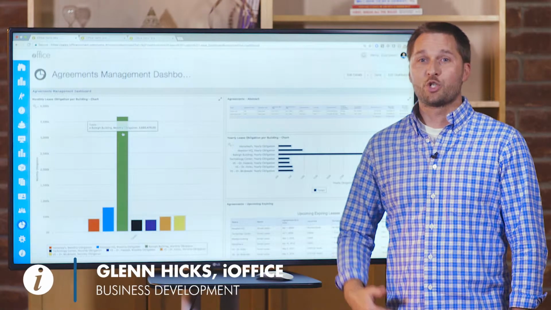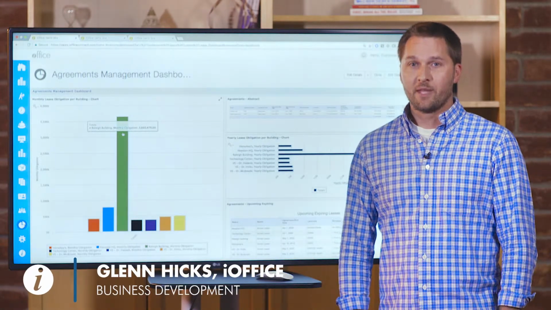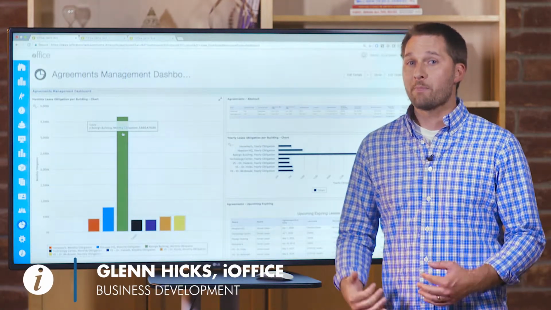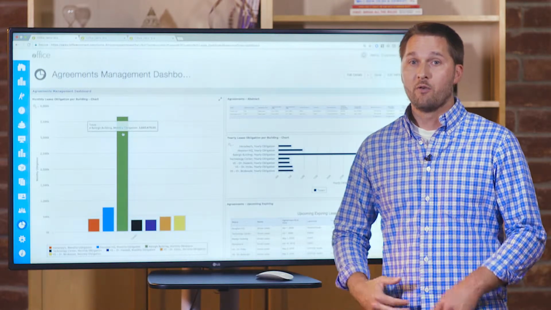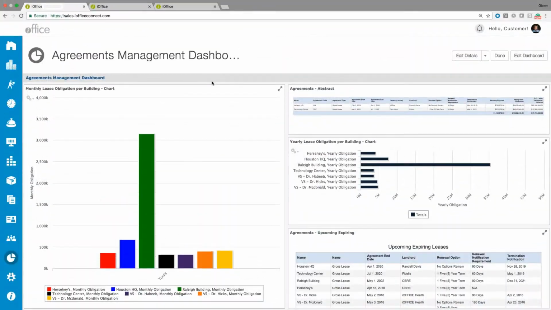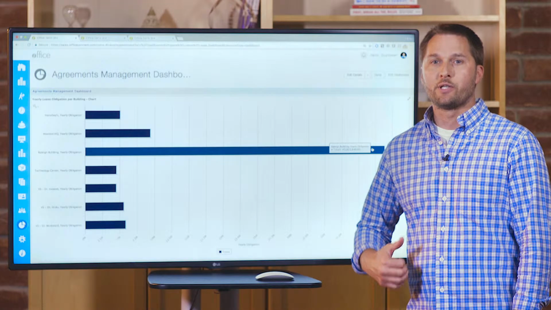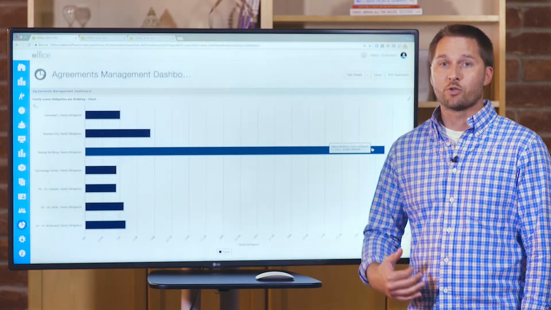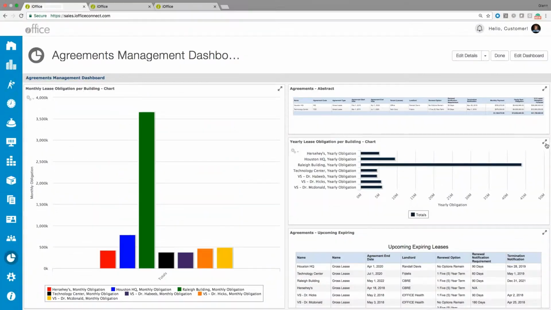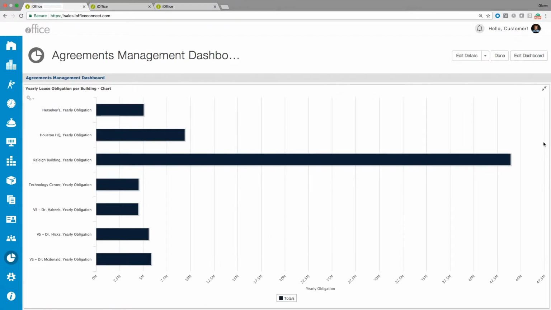The first dashboard shows Sarah all her lease agreements. If someone wants to know what they are paying per building, per month for their lease obligations, all Sarah has to do is hover over one of the buildings to find out. She can easily see that her building in Raleigh costs $3.6 million each month. Sarah thinks about her yearly lease obligations and wonders what the totals are for all buildings. With one click, she can get that information. This is definitely key to her discussions with the C-suite.